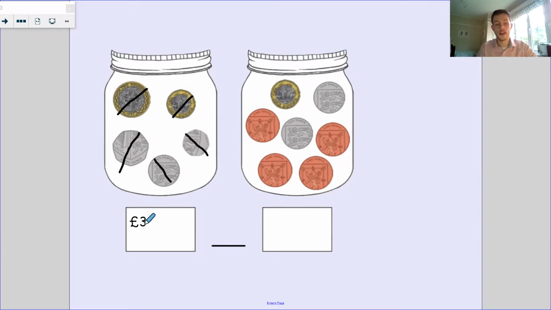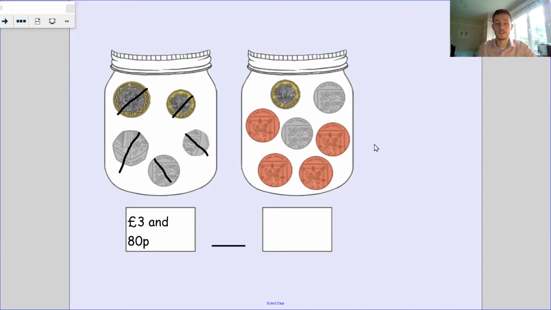£3.80. So what I can now do is, because I've counted all of my pounds and now pence, I can write £3.80. There we go. If I just make that a tiny bit bigger, then we can stretch it out and we can get it all in the same box. There we go. So we've got £3.80.